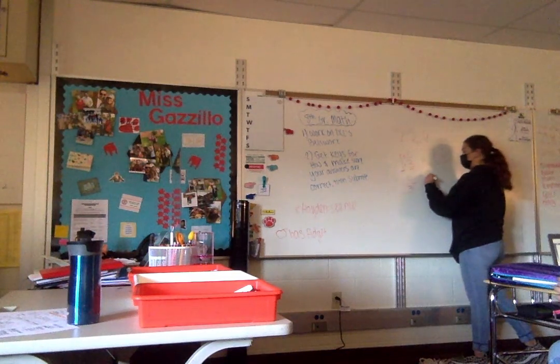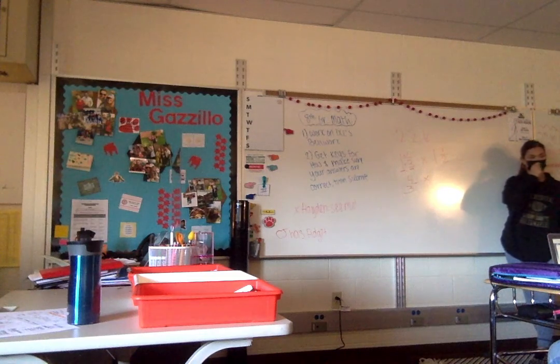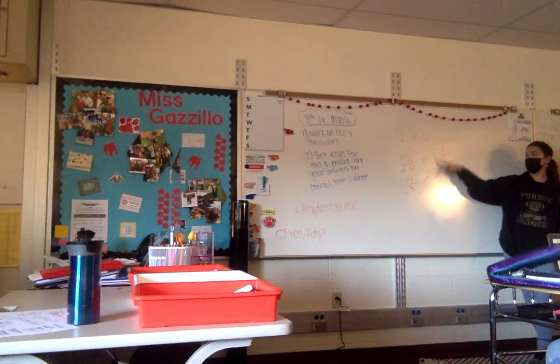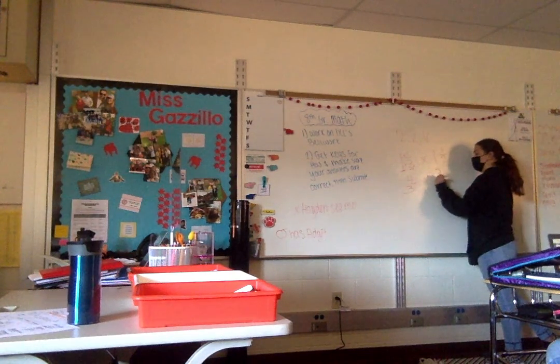Okay. Now we can do this one. Stephen, what do I do here? 2 times 1 is 2, plus 1 is 3. So 3 over 2.